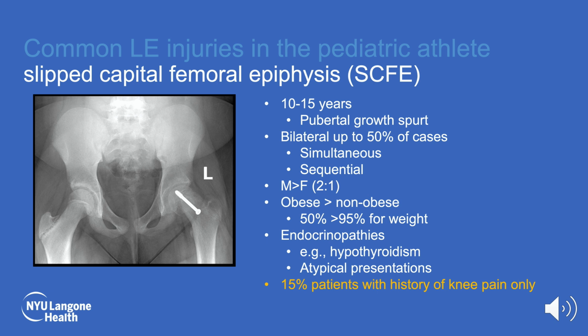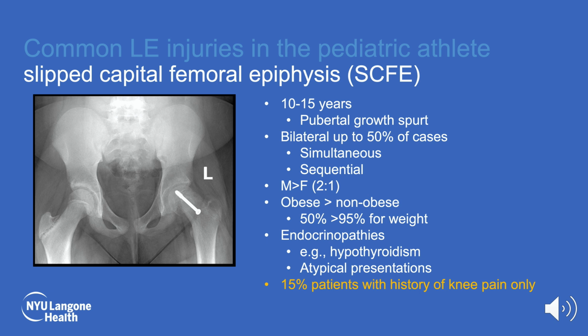So this is something that you'll hear about from one of the other peds guys too, but occurs typically in kids age 10 to 15, oftentimes around the time of the pubertal growth spurt. It may be bilateral in up to 50% of the cases. Occasionally this occurs simultaneously. More commonly it occurs sequentially. It's more common in males than females. Obesity is a primary risk factor for SCFE.